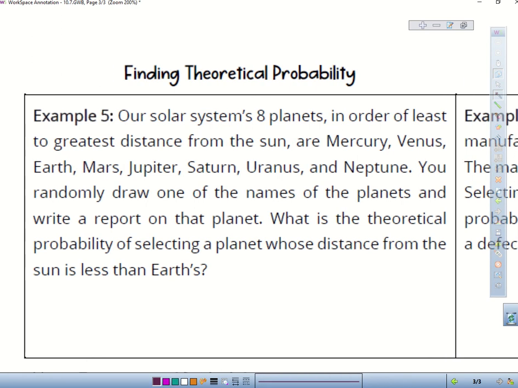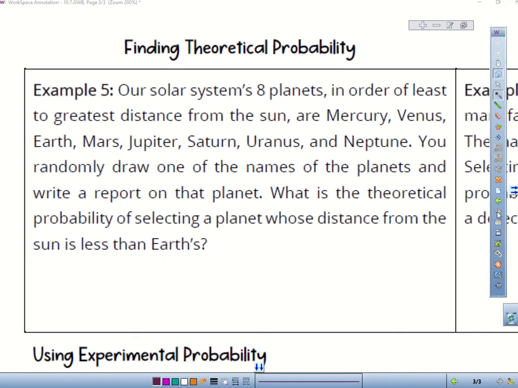Our solar system is 8 planets. We don't include Pluto anymore, apparently. From the sun, it goes Mercury, Venus, Earth, Mars, Jupiter, Saturn, Uranus, Neptune, okay? So basically, we want to figure out what's the theoretical probability of selecting a random planet out of the 8 that is going to be closer to the sun than Earth is. So how many of those planets are closer? 2 of them out of the total, which is 8, which reduces to 1/4. So that's a theoretical probability.